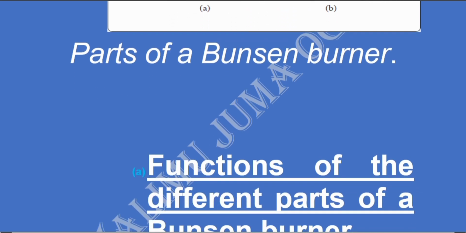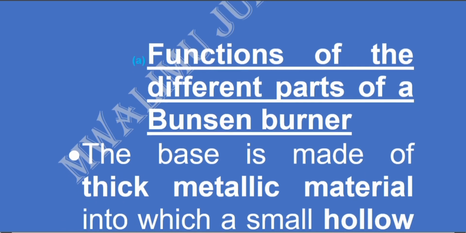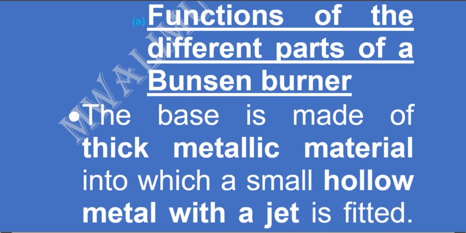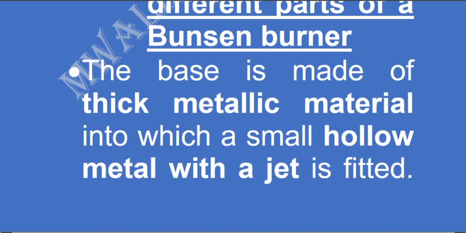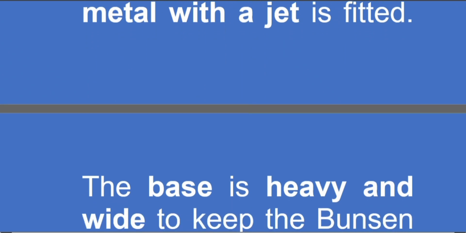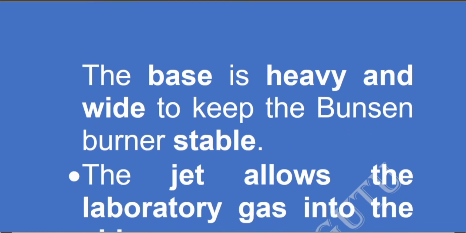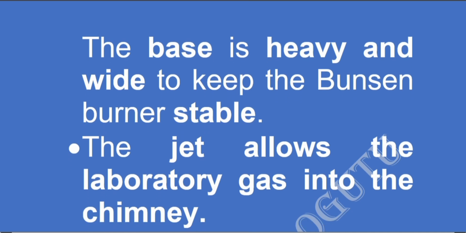Now let's look at the function of the different parts of the Bunsen burner. The base is made of thick metallic material in which a small hollow metal with a jet is fitted. Remember, the base is heavy and wide to keep the Bunsen burner stable. The base provides stability where the Bunsen burner can stand. And remember, the jet is on the base. The jet allows the laboratory gas into the chimney.